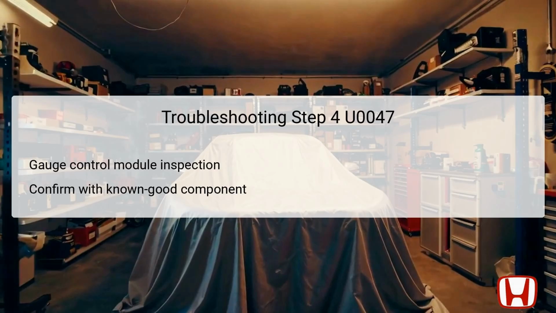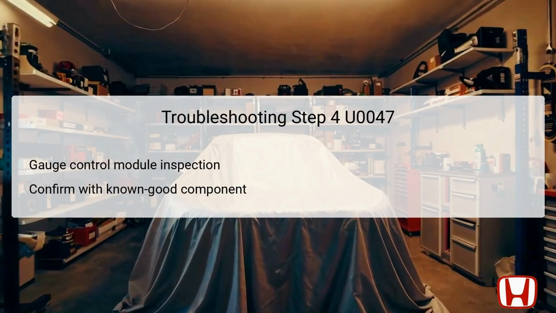The fourth step focuses on inspecting the gauge control module. If the previous inspections of the infotainment control unit and associated circuits result in normal conditions, this suggests that the gauge control module may indeed be the source of the issue. To confirm this, replace the gauge control module with a known good component if available, and observe whether the symptom changes. This method allows for verification of the module's functionality and can effectively isolate the problem.